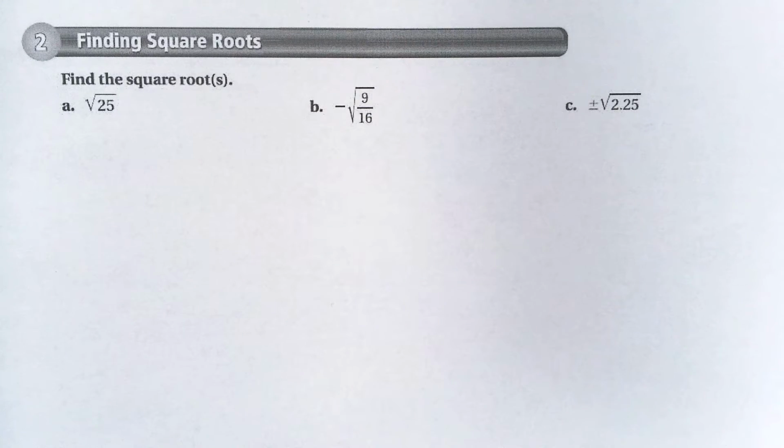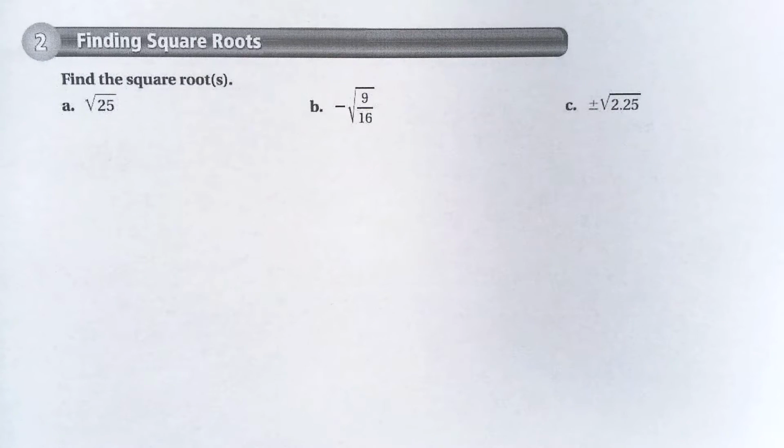Today we're talking about finding square roots, but we're going to focus on the idea of when do you just worry about having or using the positive answer? When do you worry about using the negative answer? And when is it that we would be wanting to use or write both as the answer?